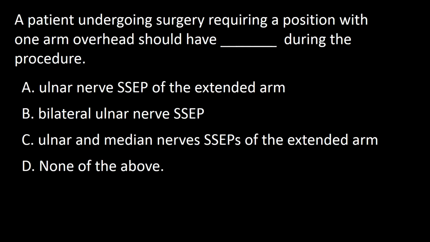Next question. A patient undergoing surgery requiring a position with one arm overhead should have dash during the procedure. A. Ulnar nerve somatosensory evoked potential of the extended arm. B. Bilateral ulnar nerve somatosensory evoked potential. C. Ulnar and median nerve somatosensory evoked potentials of the extended arm. D. None of the above.